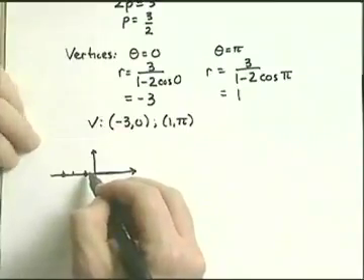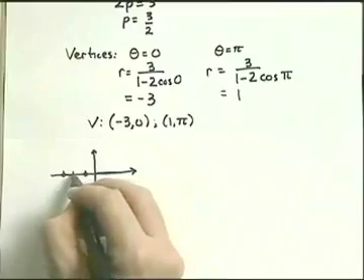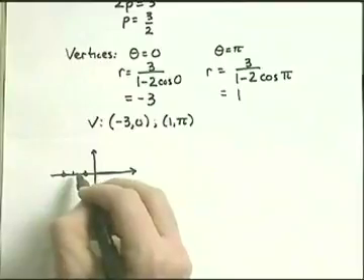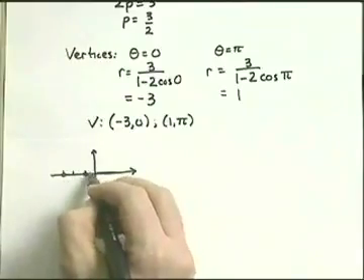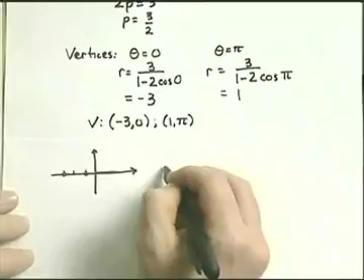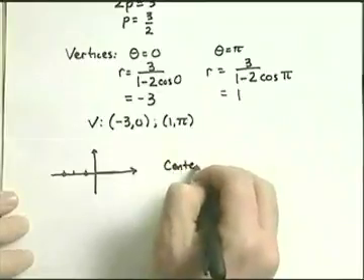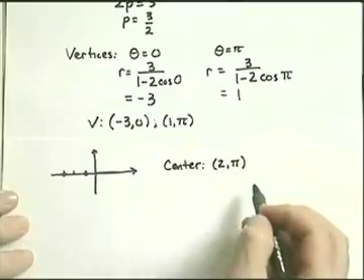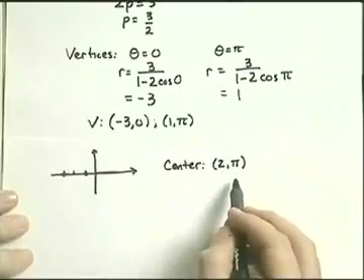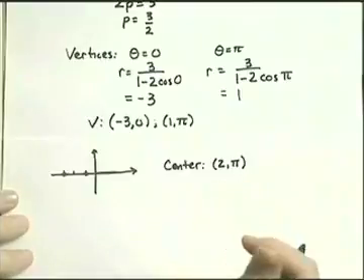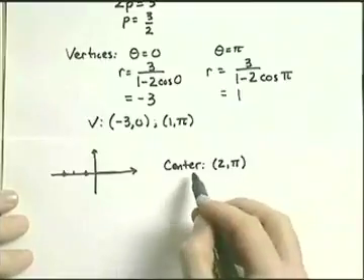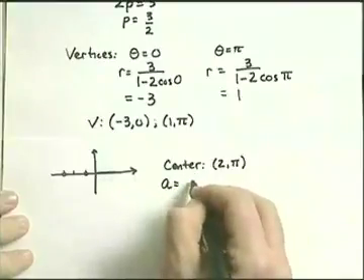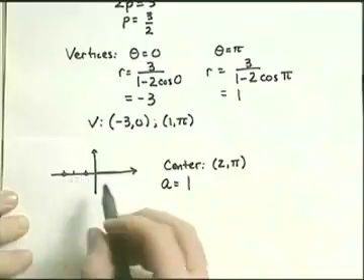For that reason, the midpoint of these 2 points is right here at negative 2, 0 in rectangular coordinates, but it's the point 2, pi in polar coordinates. So the center of my hyperbola is at the point 2, pi. The reason I wanted to find the center was so that I could determine the value of a, the distance from the center to a vertex. The distance from the center to a vertex, a, is 1 unit.